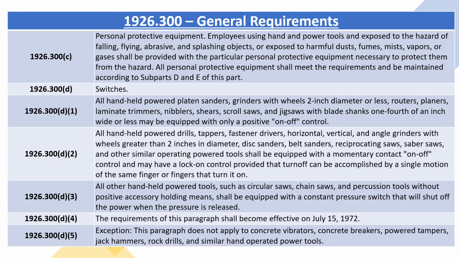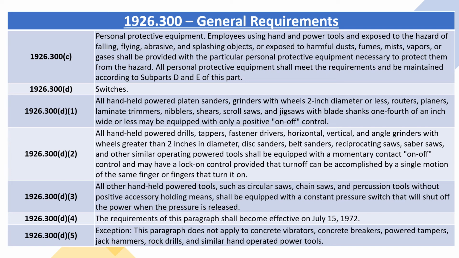1926.300 (d)(2) All hand-held powered drills, tappers, fastener drivers, horizontal, vertical, and angle grinders with wheels greater than 2 inches in diameter, disc sanders, belt sanders, reciprocating saws, saber saws, and other similar operating powered tools shall be equipped with a momentary contact on-off control and may have a lock-on control provided the turn-off can be accomplished by a single motion of the same finger or fingers that turn it on.